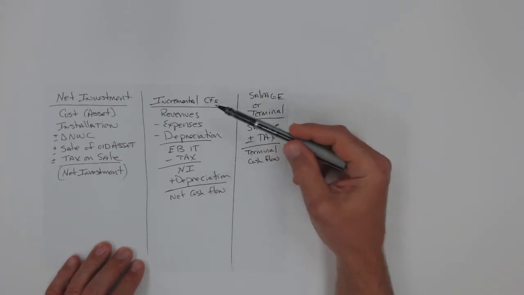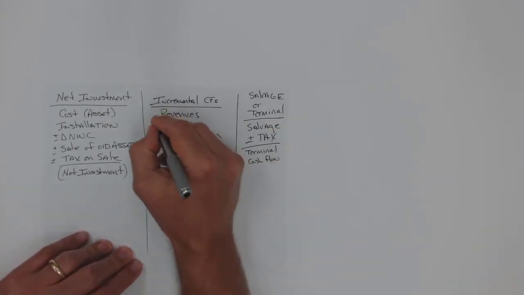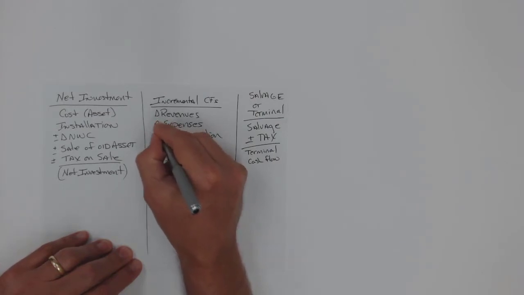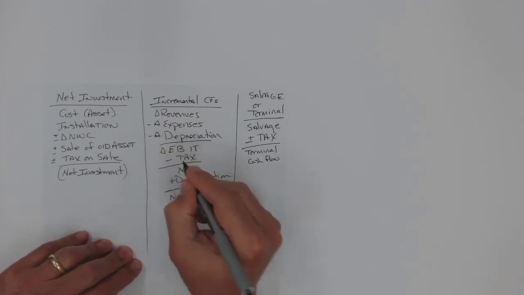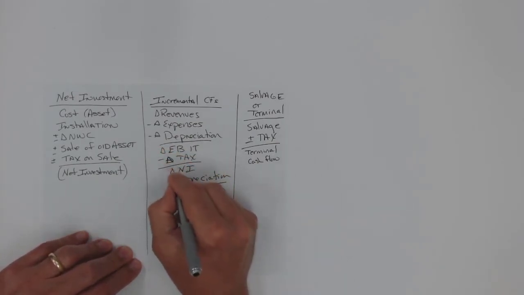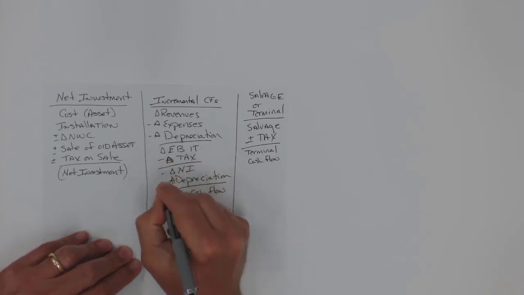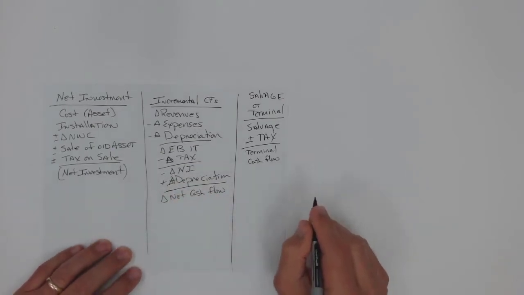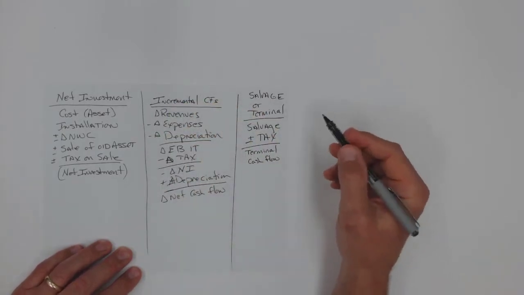The incremental cash flows from operations would come from the change in, because these are incremental, the change in expenses, the change in depreciation, the change in EBIT, the change in taxes, the change in net income, which would give us the change in net cash flows. And I'll just put the triangles down in your mind. These are incremental, or the change in.